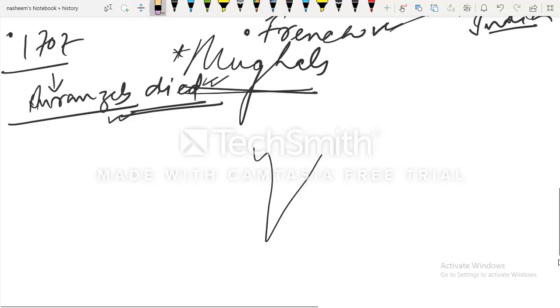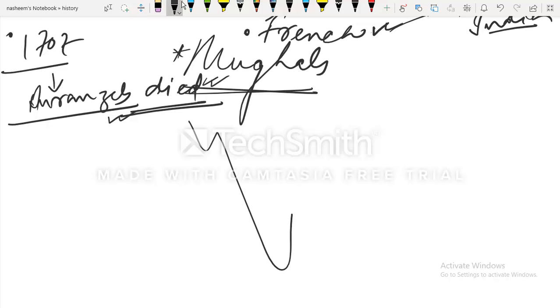Sorry. Just need to get a better diagram. Just a second.